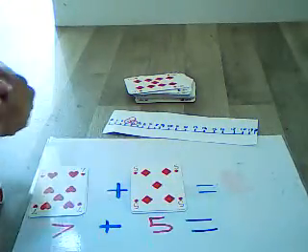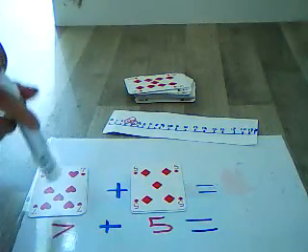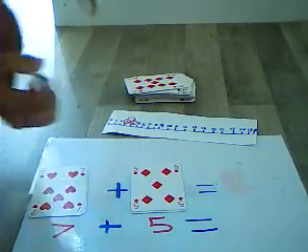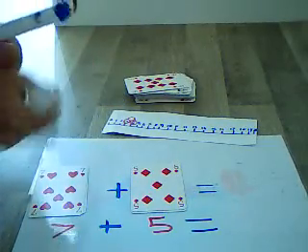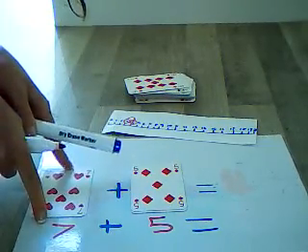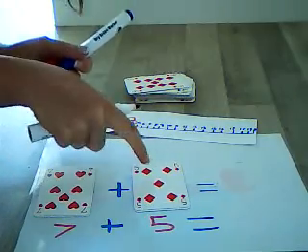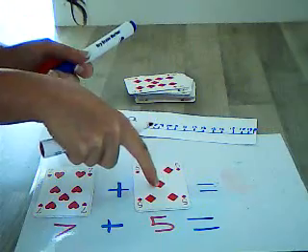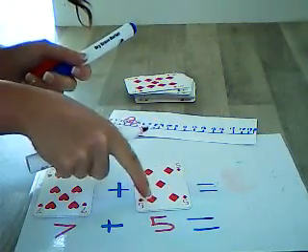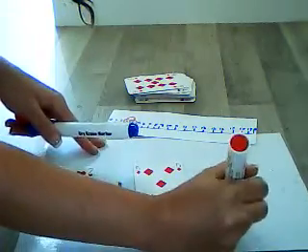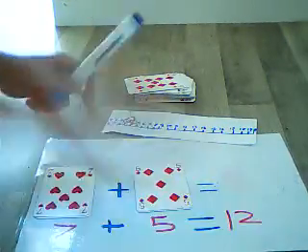equals. Now, we can count on from the larger number using the pictures on the cards, or we can use our number line, or we could use our fingers. I'm going to use the pictures on the card. 7 in my head. 7, 8, 9, 10, 11, 12. 7 add 5 equals 12.